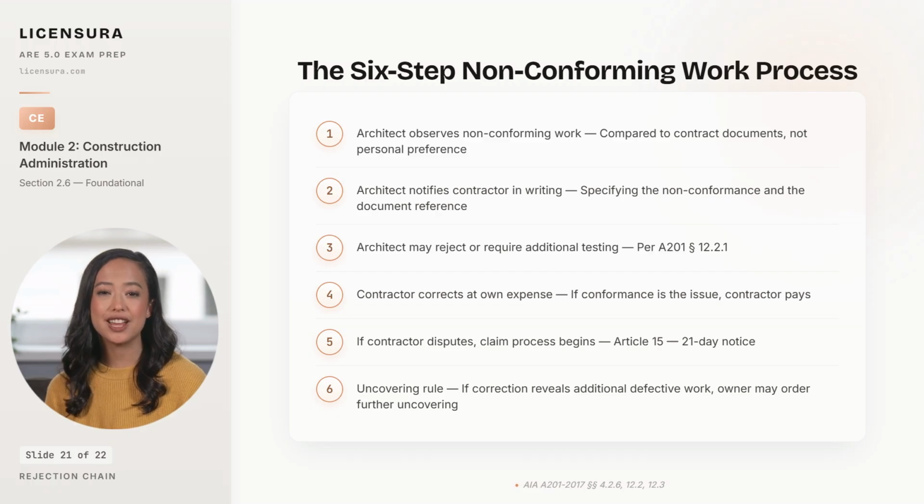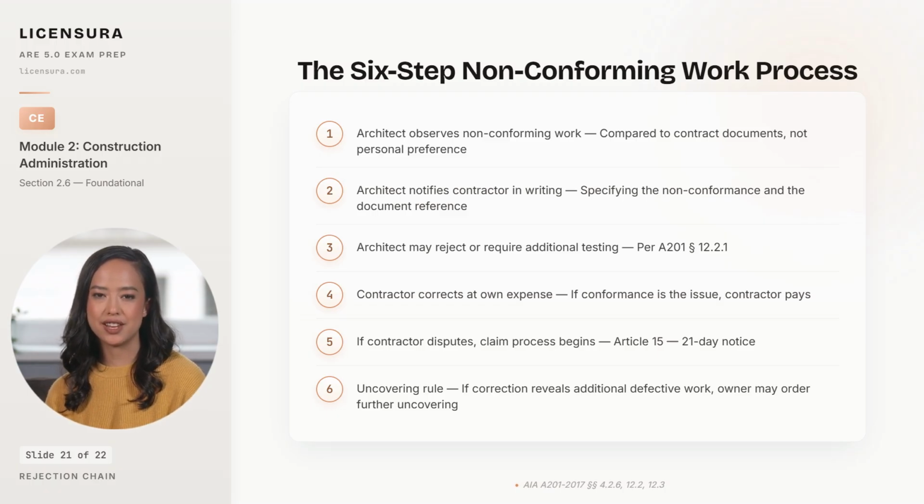The architect's authority extends to ordering tests that confirm or refute the non-conformance, with costs borne by whichever party turns out to be wrong. Step 4. The contractor corrects at the contractor's own expense, because conformance with the contract documents is the contractor's responsibility, not the architect's. Step 5. If the contractor disputes the rejection, the matter routes into the Article 15 claims process, starting with the 21-day written notice. And Step 6 is the uncovering rule.